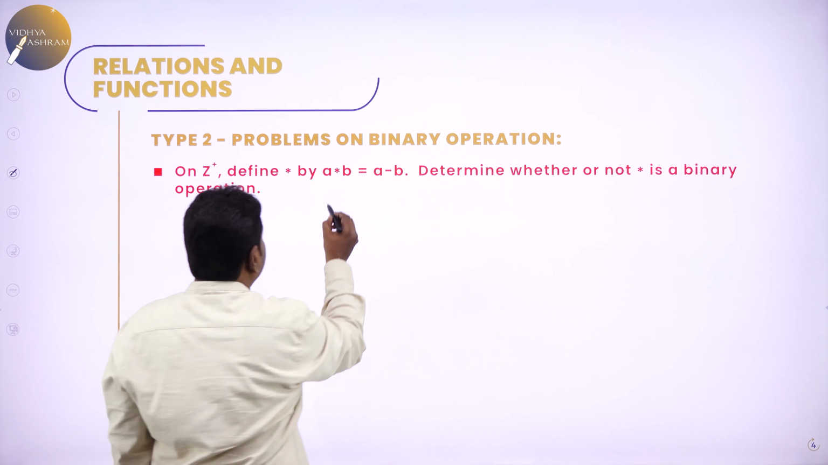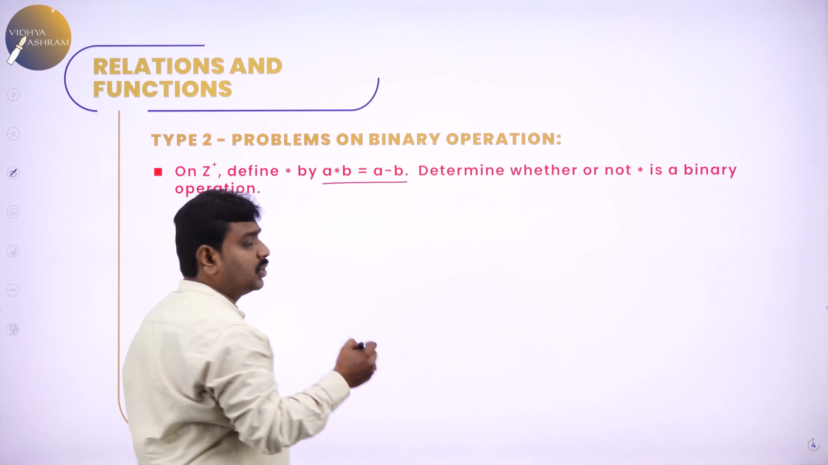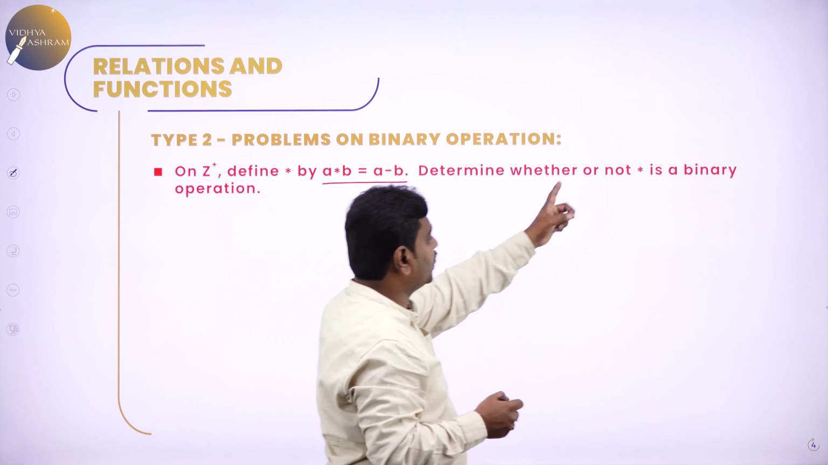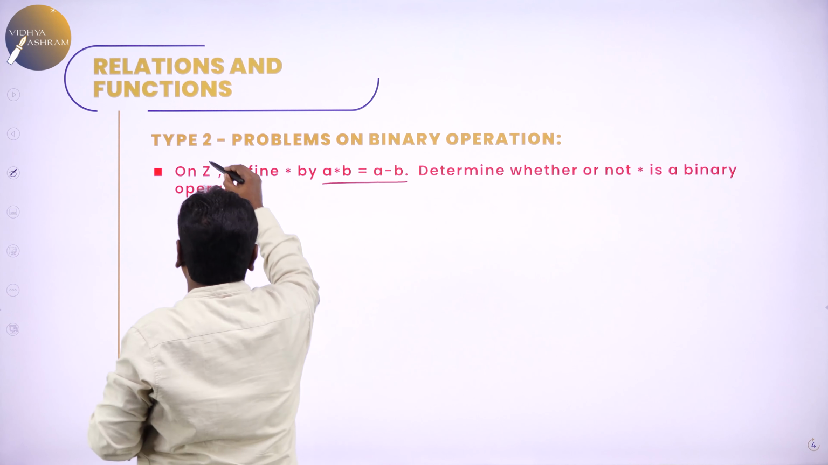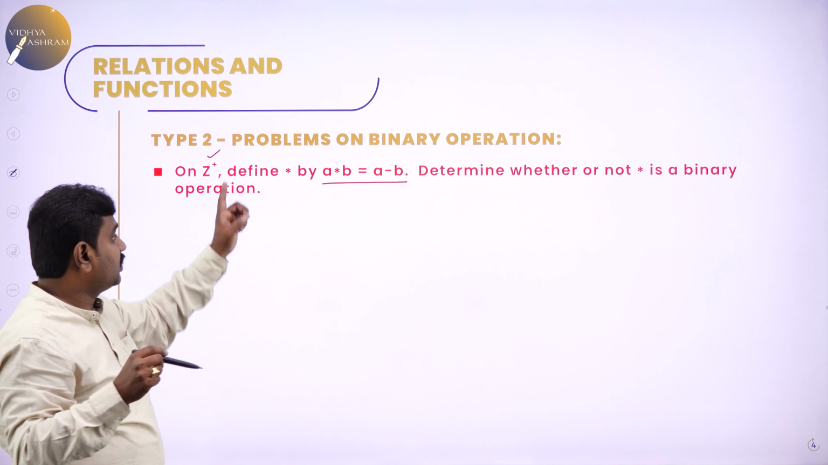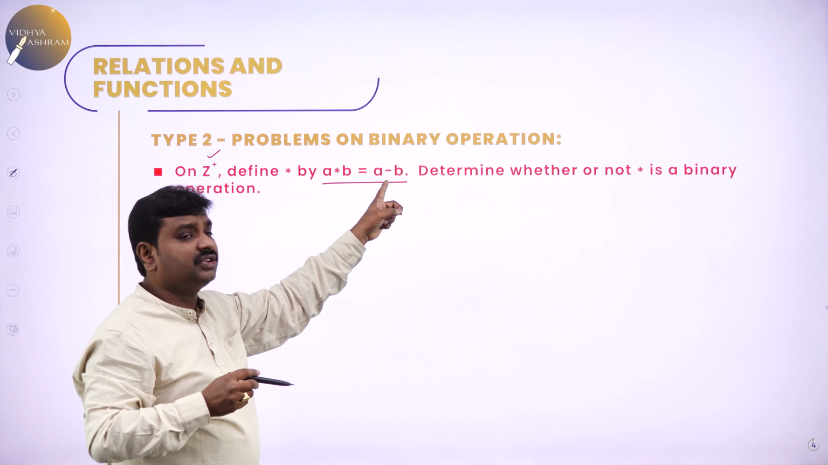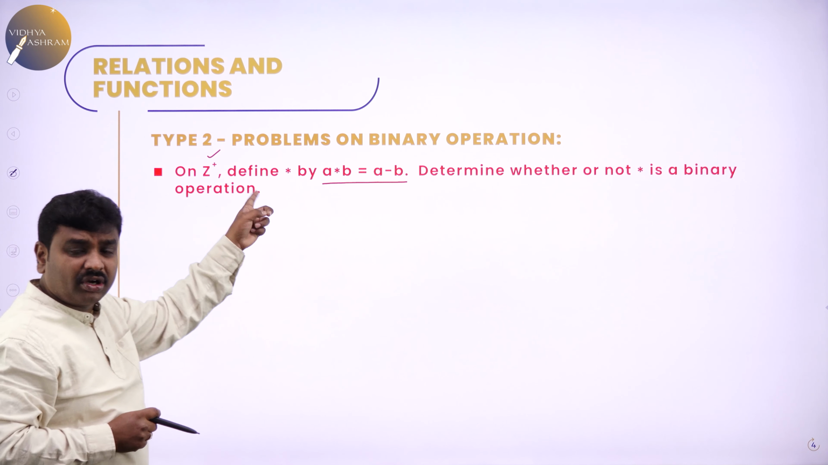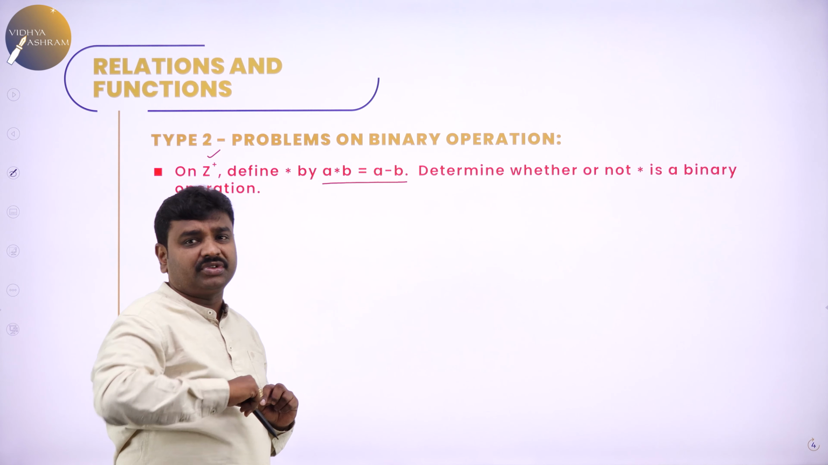A star B is A minus B. How to read this? First element star second is first minus second. Determine whether star is binary operation on Z plus. See, here there is no modulus. Here how to read this? First element star second element is first element minus second element. Now you take any two elements belonging to Z plus, the result should belong to the same set.